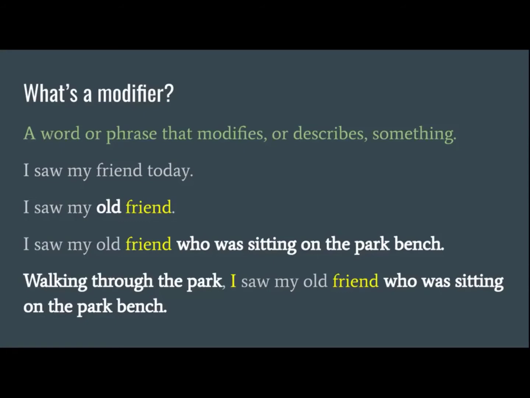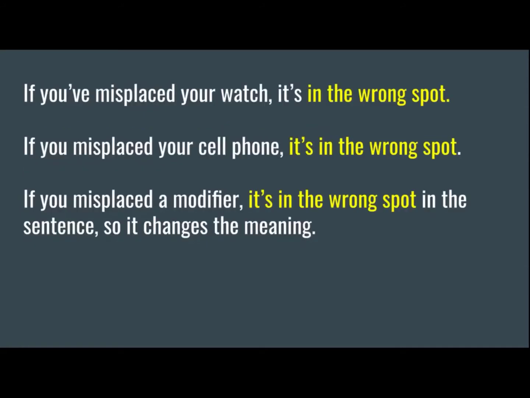Walking through the park, I saw my old friend who was sitting on the park bench. Walking through the park describes the word I. If you've misplaced your watch, that means it's in the wrong spot. If you misplaced your cell phone, it's in the wrong spot. The same thing is true with a modifier. If you misplaced it, it's in the wrong spot in the sentence, and it changes its meaning.